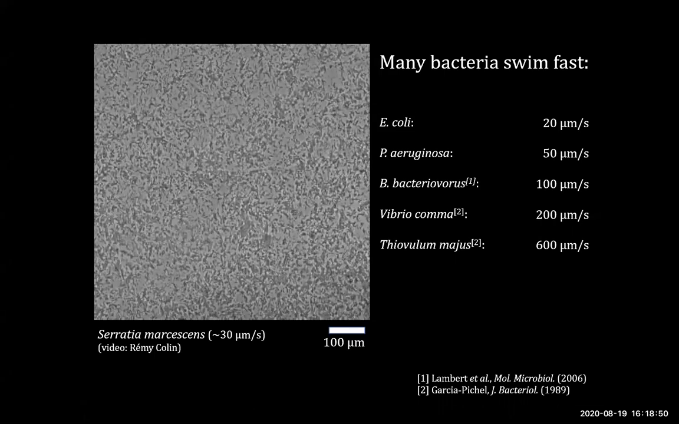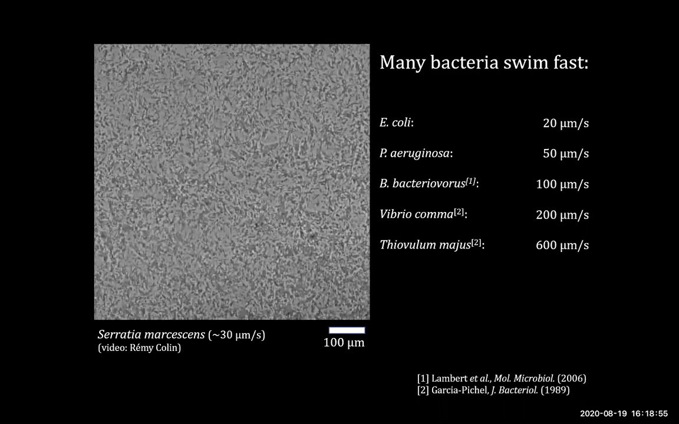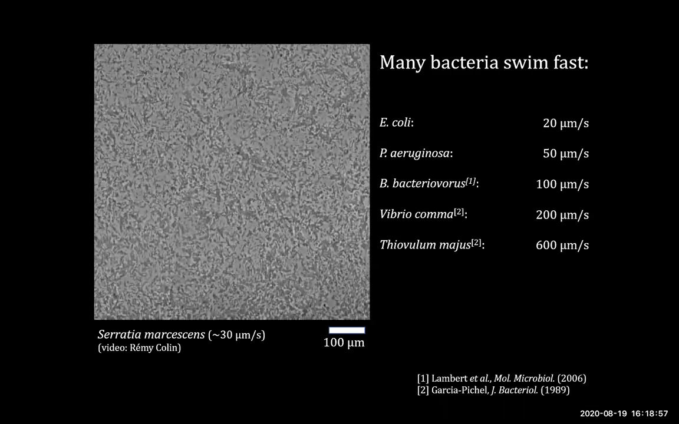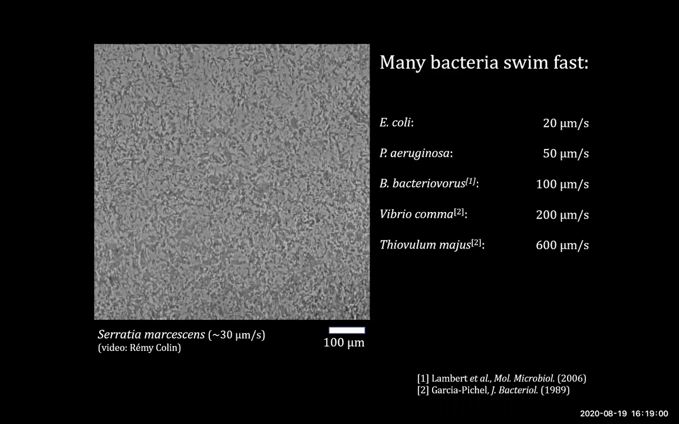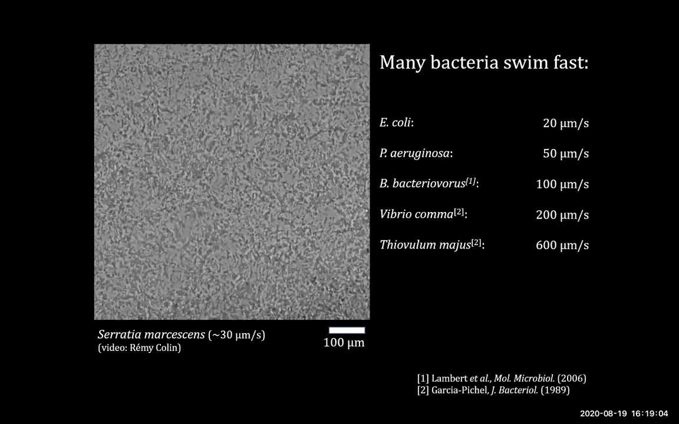Now, a lot of bacteria swim fast. And going back to this idea of swimming and swimming being important for life, I've got a sort of world record chart of different bacterial swimming speeds there. So E. coli is relatively sluggish, but still manages 10 body lengths a second.